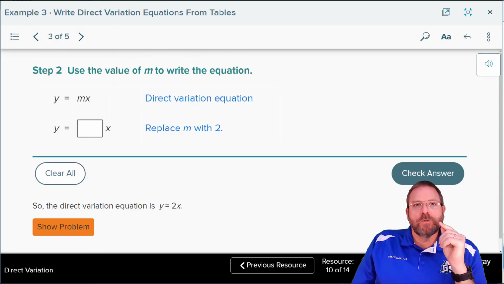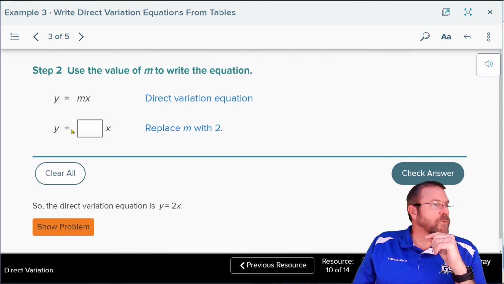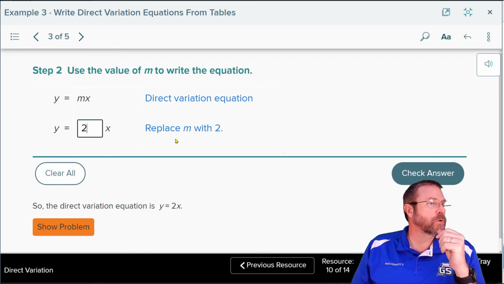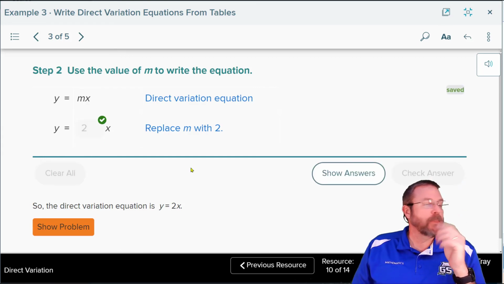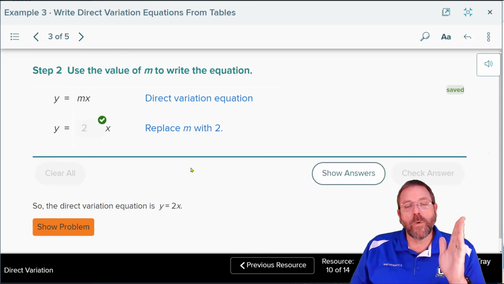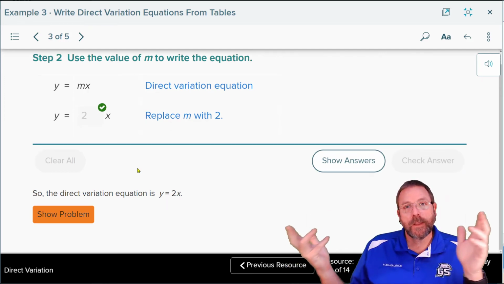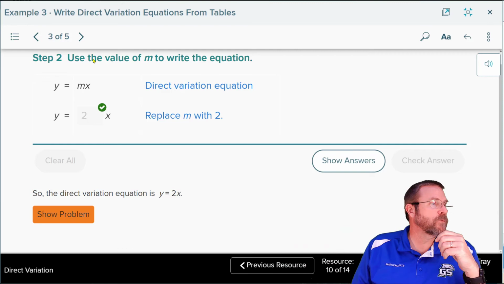Now we get to use that value of 2 for the slope. So we're going to take where we have the m, plug in a 2, replace the m with 2, and that gives us our new formula, y is equal to 2 times x, to find out how many cups of oatmeal is going to require how many cups of flour.